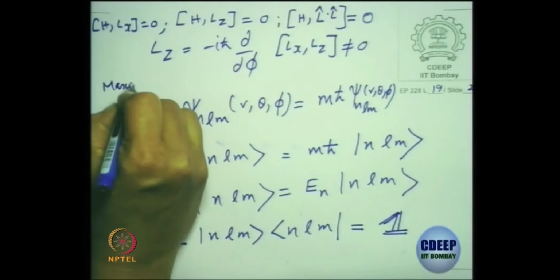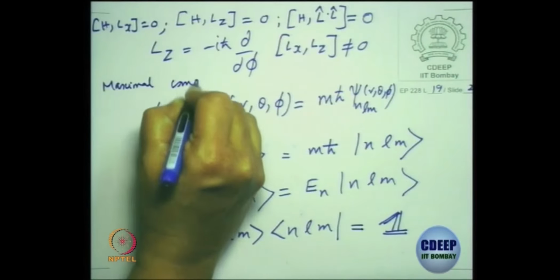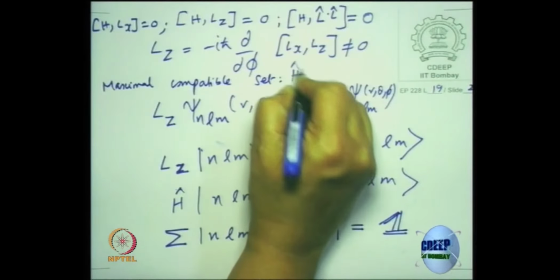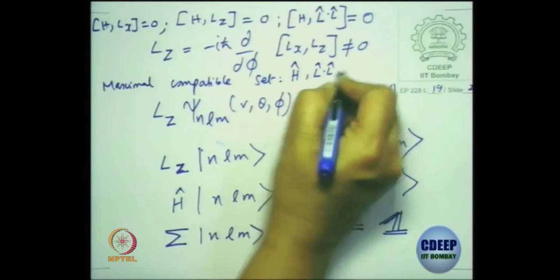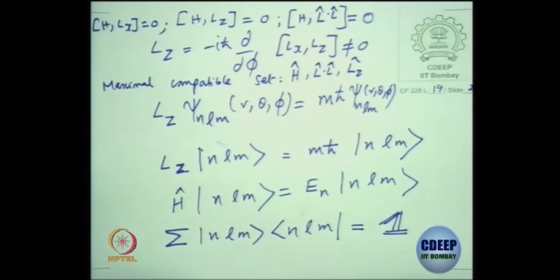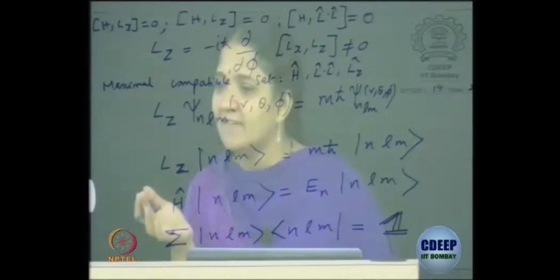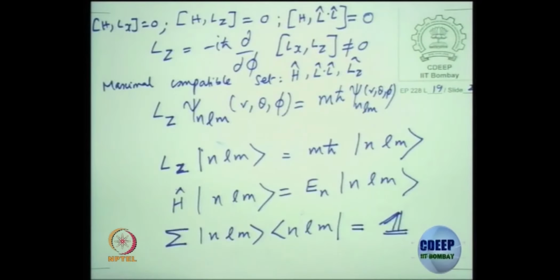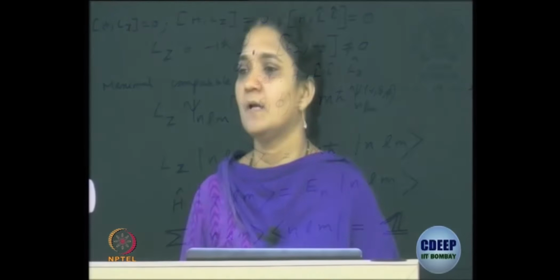Okay. So the maximal compatible set will be Hamiltonian, L dot L and Lz. That's it. Even though Hamiltonian commutes with Lx, Lx and Lz don't commute, so it cannot be a simultaneous eigenstate. Here the state which I write, NLM, is a simultaneous eigenstate of Hamiltonian, L dot L and Lz. Clear? So this is the way to go about.